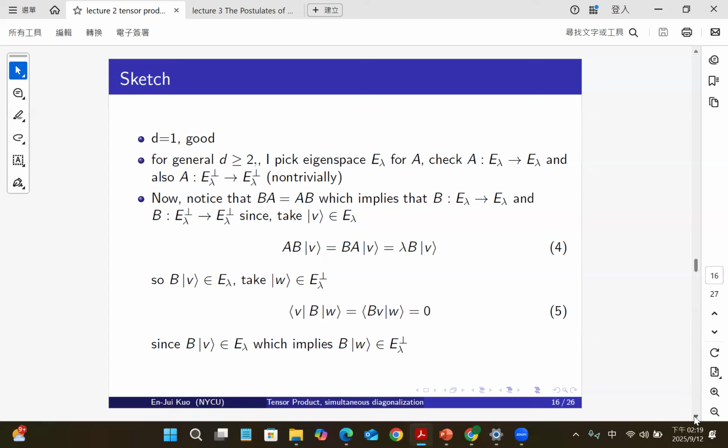Okay, so obviously one can check that A maps E lambda to E lambda. This is trivial because when A acts on the eigenvector, it's just multiplied by lambda, right? So it's still in the same space. Now, the next part is that B will map the so-called orthogonal space, the orthogonal complement of that space, to itself. So let me just write it down.